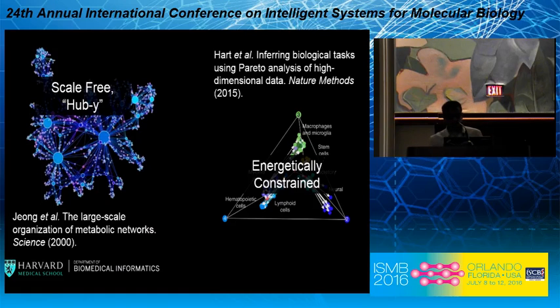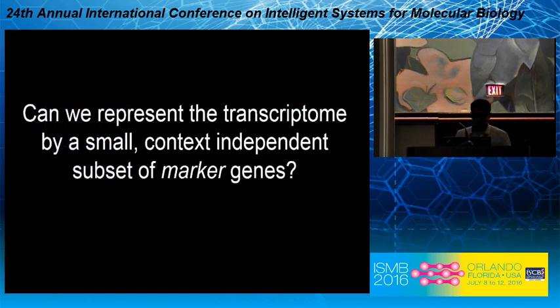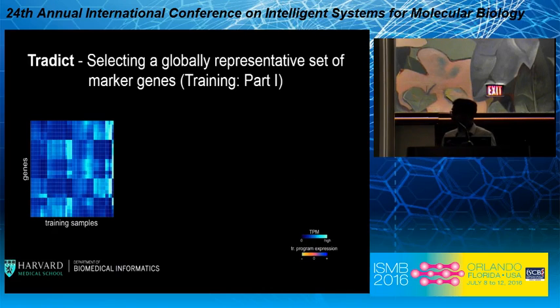And so these two properties led us to ask, first, is the transcriptome really of low dimension, and in particular, can we actually compress the transcriptome into a very small set of marker genes that we can, in practice, in prospective scenarios, just measure, and then infer the transcriptome or properties thereof as necessary. So to do this, we came up with a method called Tradict, which is a play on transcriptome predict.